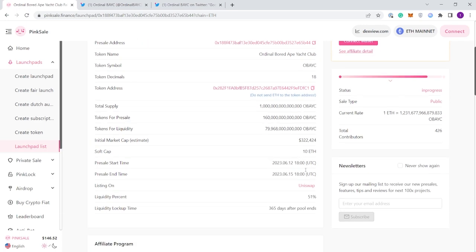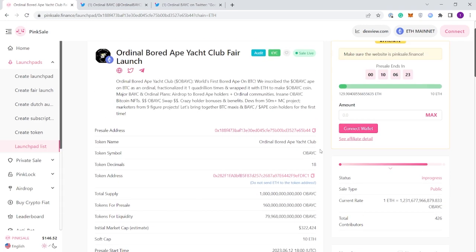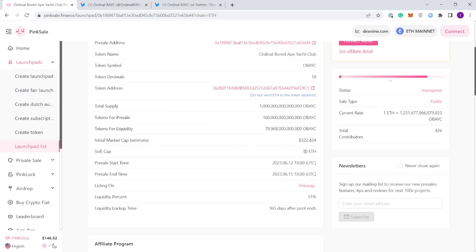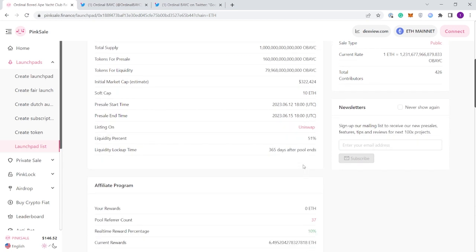These guys had a 10 Ethereum hard cap and have obviously reached over 129 Ethereum. It clearly has reached the Bored Ape Yacht Club community, which is why it's being pushed up so much.